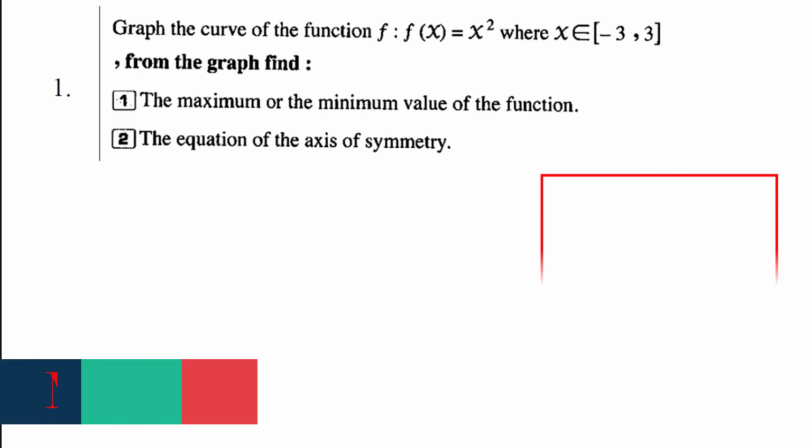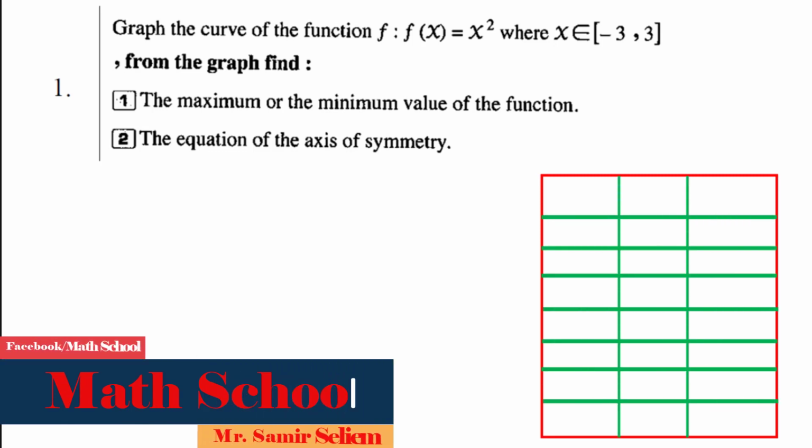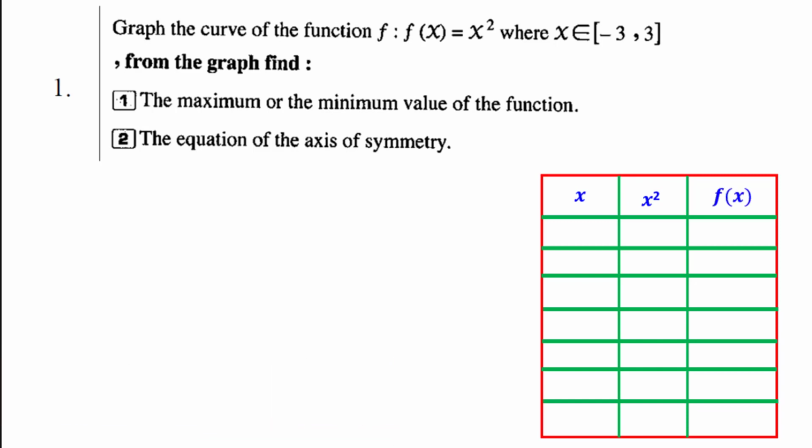To draw this curve, it's easy, just draw a table and write values of x. We have the function f of x equals x squared. So right here, values of x from the interval, from negative 3 to 3: negative 3, negative 2, negative 1, 0, 1, 2, 3. Now square each number. The square of negative 3 equals what? Yes, 9. The square of negative 2 equals 4. Negative 1 gives 1, 0, 1, 4, and so on. So f of x equals the same values: 9, 4, 1, 0, 1, 4, and 9.